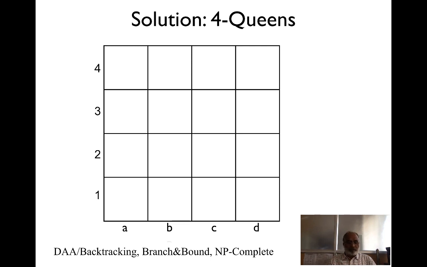One feasible solution is: q1 comes here, q2 comes in. That means variable x1 takes value 2, variable x2 takes value 4, variable x3 takes value 1, and variable x4 takes value 3. So there are 4 possible values, and let's explore the tree we built to see how we can find the solution for the 4 queens problem.